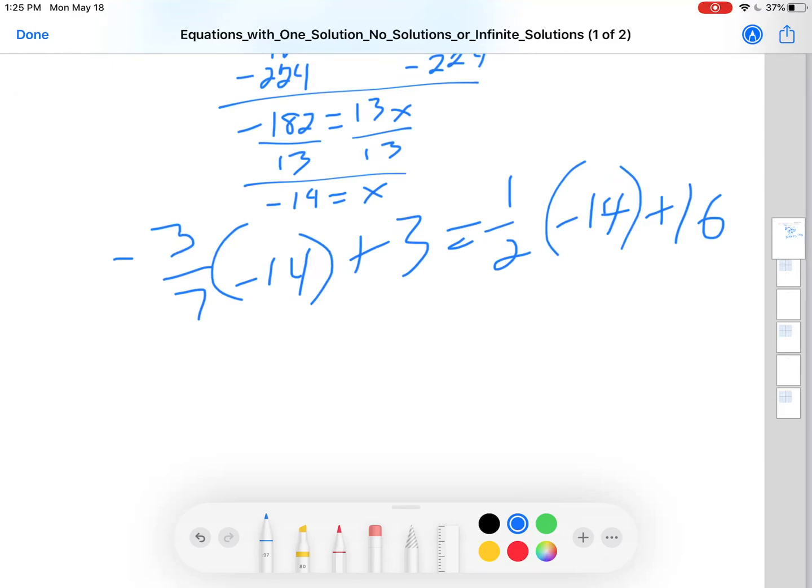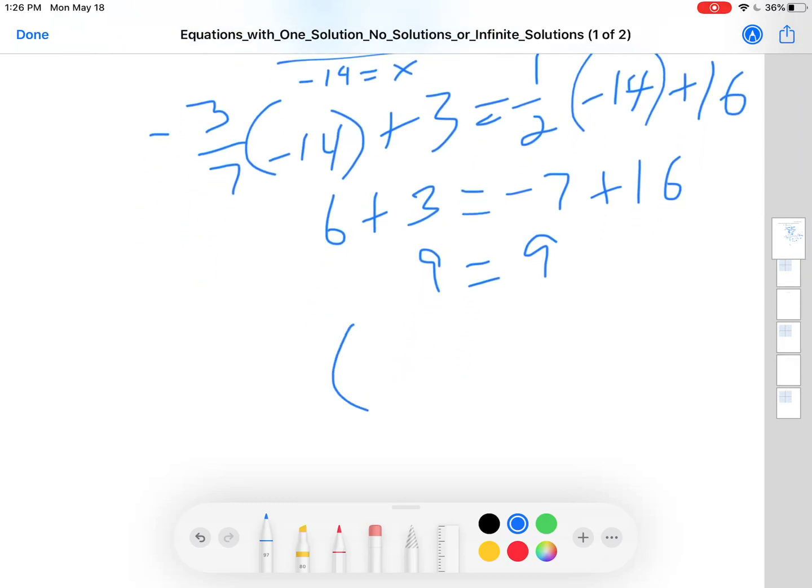Negative times negative is positive. 14 divided by 7 is 2. 2 times 3 is 6, so that's 6 plus 3. 1/2 of negative 14 is negative 7. Negative 7 plus 16. 6 plus 3 is 9. Negative 7 plus 16 is also 9. So it works out. That's the correct solution. The solution, if I were to write it as coordinates, would be negative 14, positive 9. Notice, I have this middle step here in the check step. I want you to show that middle step, so make sure you have it in it.